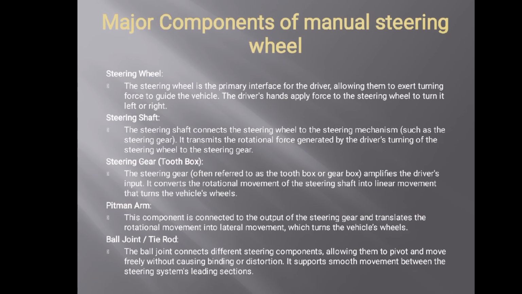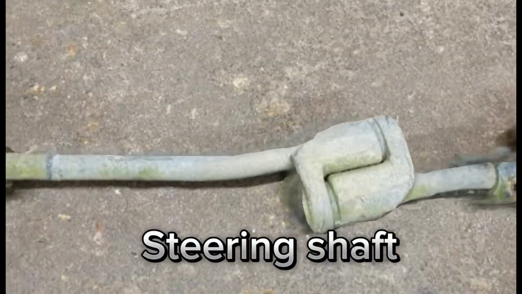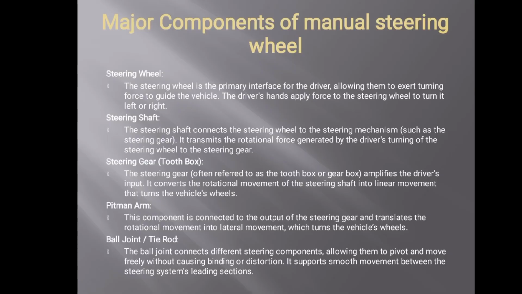Let's see the components of each steering system. First, let's break down the major components of the manual steering system. 1. Steering wheel itself. It is the primary interface for the driver, allowing them to exert force to guide the vehicle, so the driver's hands apply force to the steering wheel to turn it left or right in the desired direction. 2. Steering shaft. The steering shaft connects the steering wheel and the steering gear.